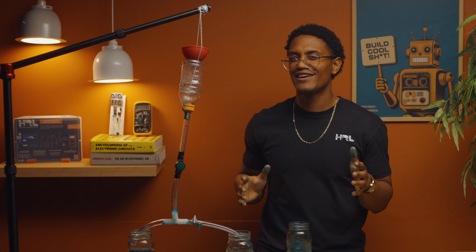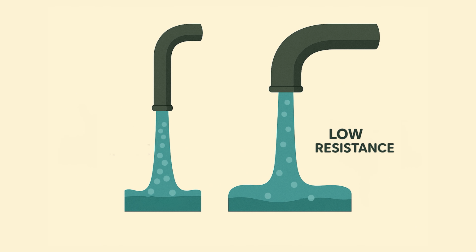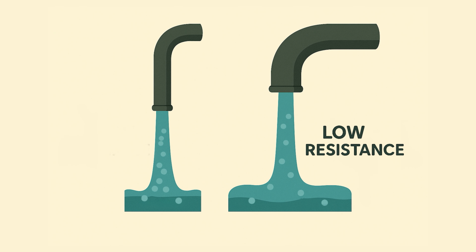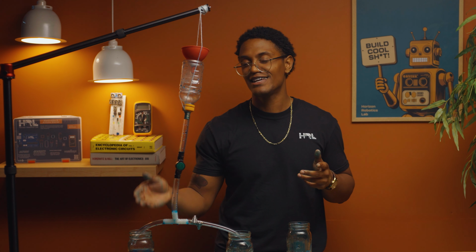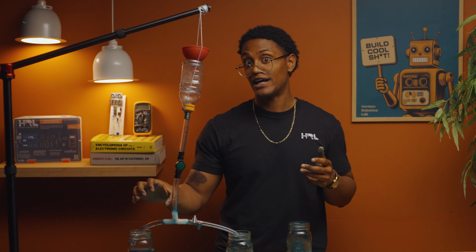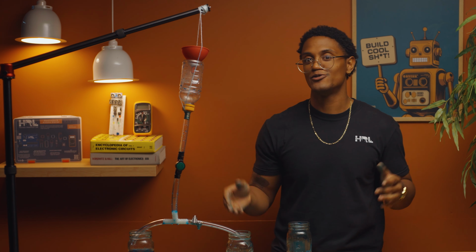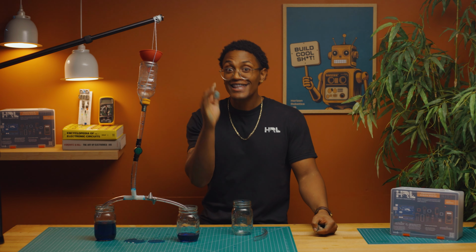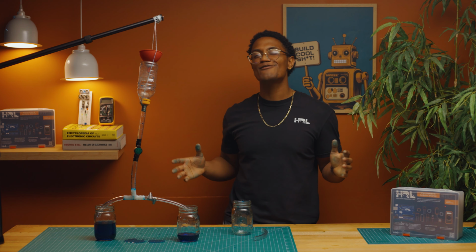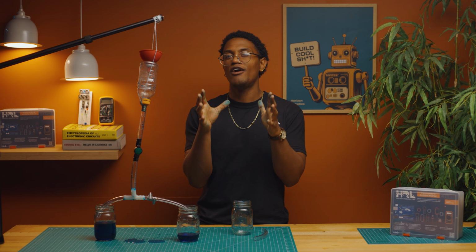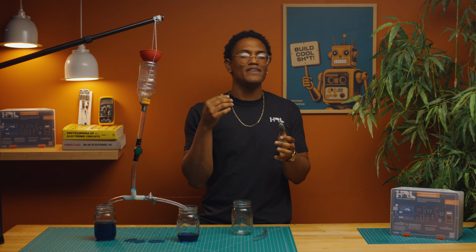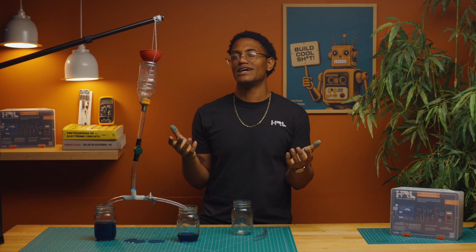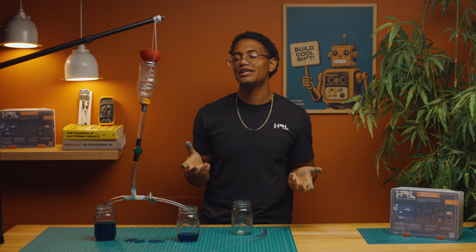The key idea here is low resistance makes it easy for current to flow, and high resistance makes it harder for current to flow. This one right here on the right-hand side is less resistance with the fat tube, and this one has a skinnier tube, so more resistance. Electricity behaves in the same way. If the wire offers little resistance, electrons flow freely.